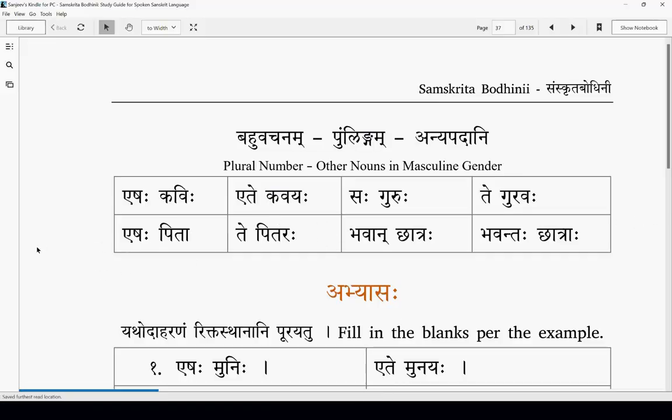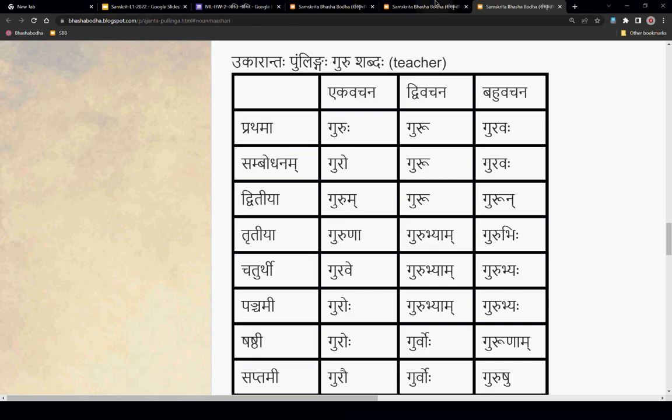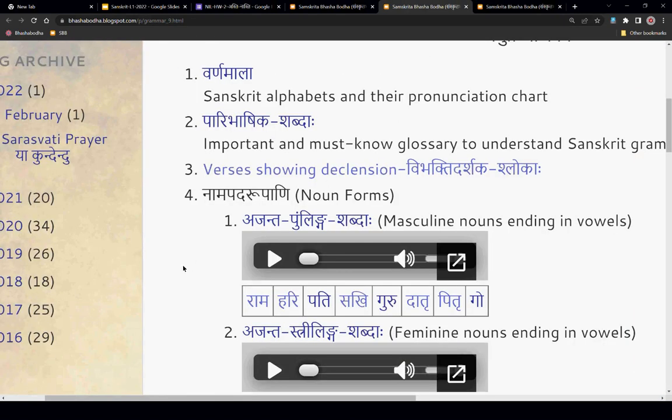Now the next two common ones, which look totally different. Eshaha Pita. There is no Visarga. This is singular, Ekavachanam. Pita. What is the meaning of Pita? Father. In the Bahuvachanam, it has the form Pitaraha. Then look at the word here, Pitru.